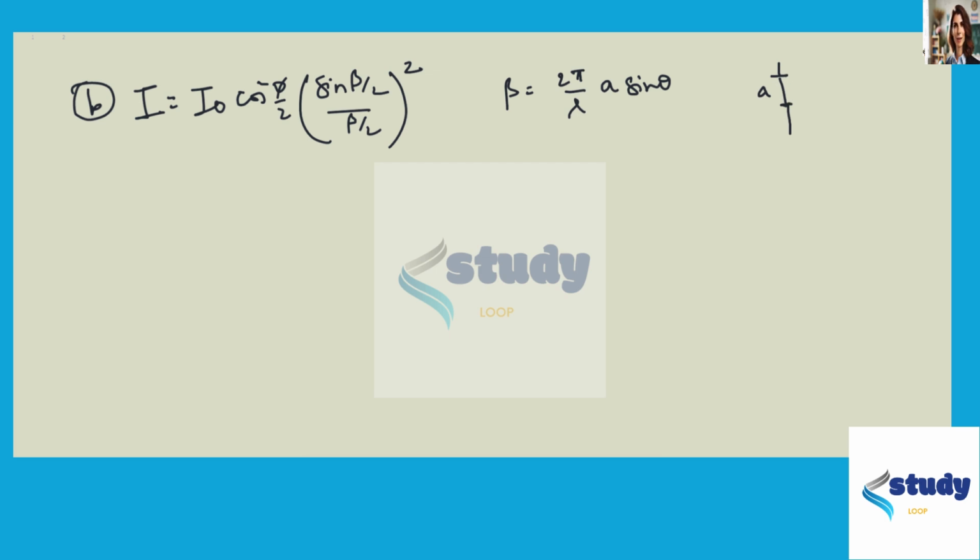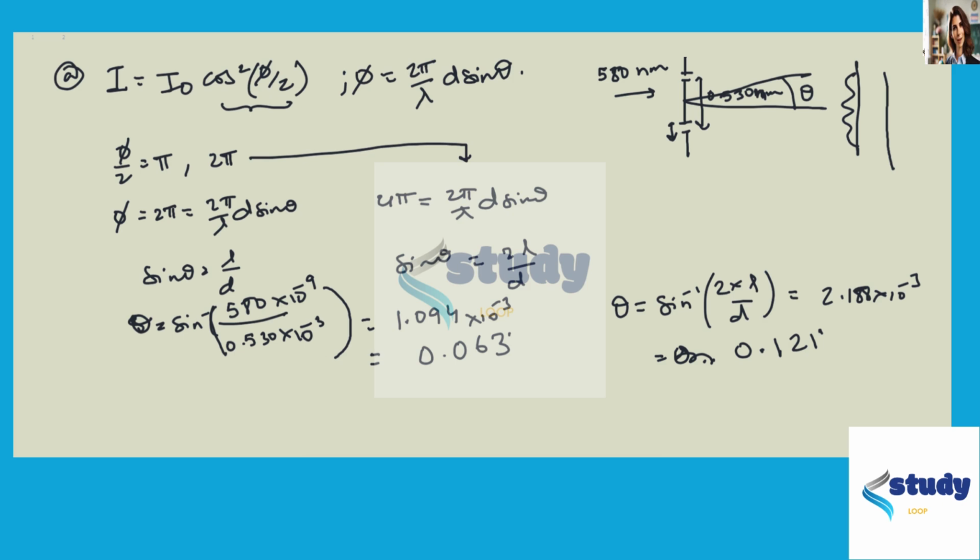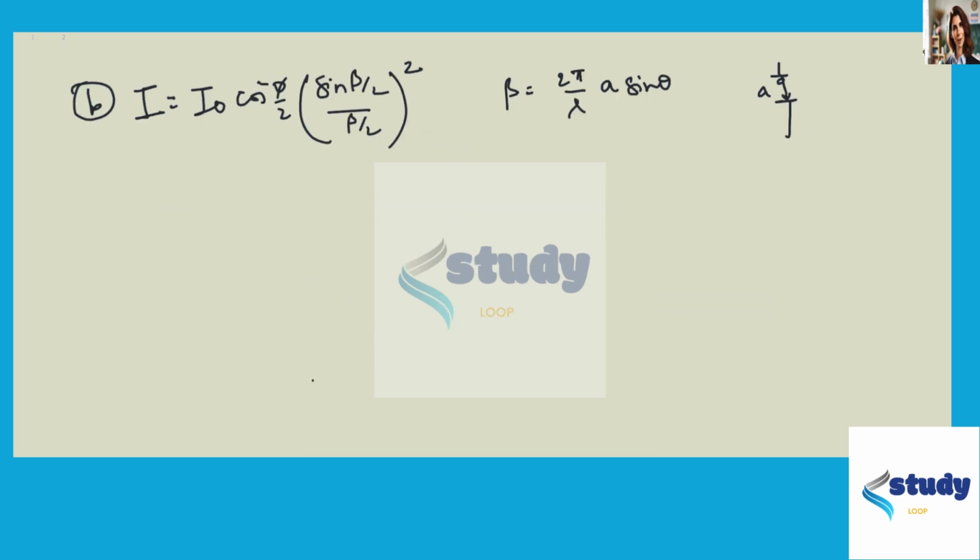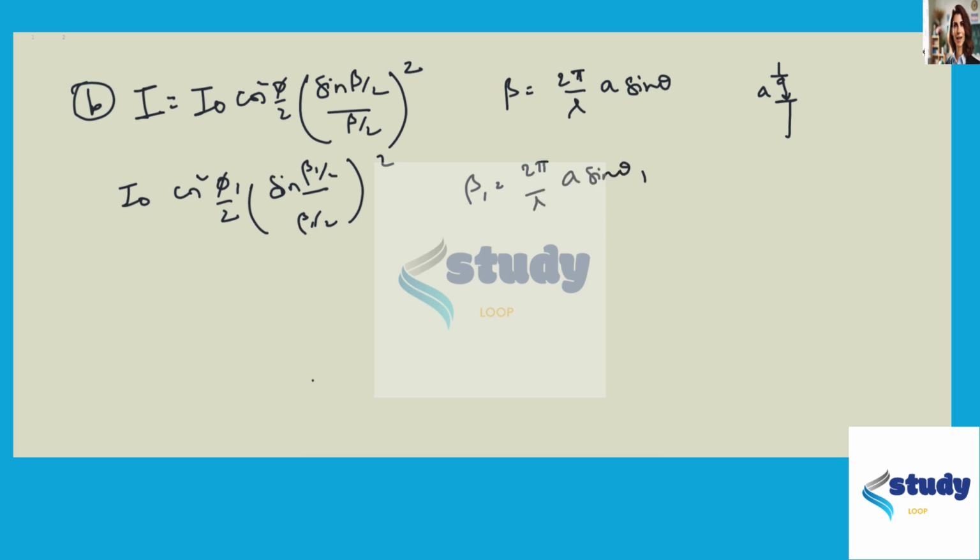So in the first case, let's call this theta 1 and let's call this theta 2. Now that we have this, for theta 1, the intensity is simply I naught cos square phi 1 by 2 times sine beta 1 by 2 by beta 1 by 2 whole square, where beta 1 is equal to 2 pi by lambda A sine theta 1. Now we can use a simple trick here. Multiply and divide by d, which gives us A by d times 2 pi by lambda d sine theta 1. We just found 2 pi by lambda d sine theta 1, so we can simply use that.